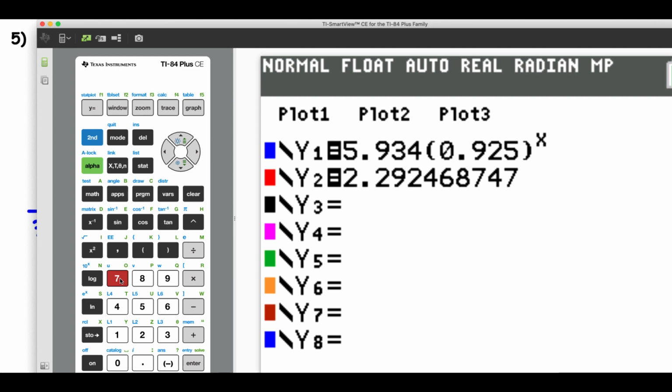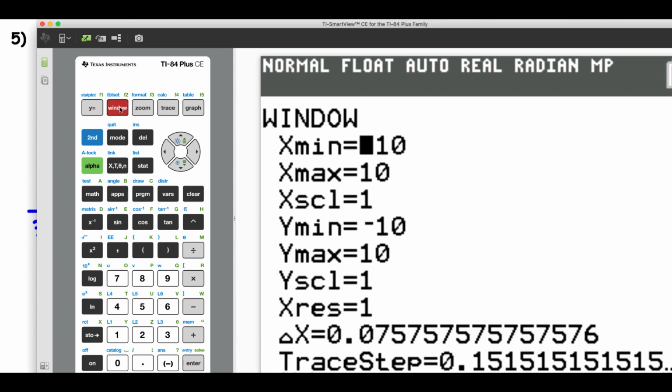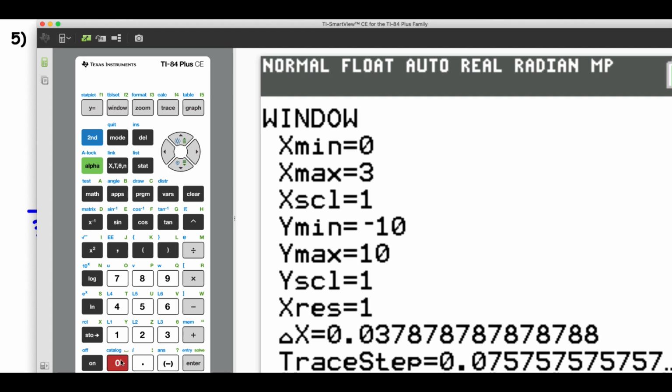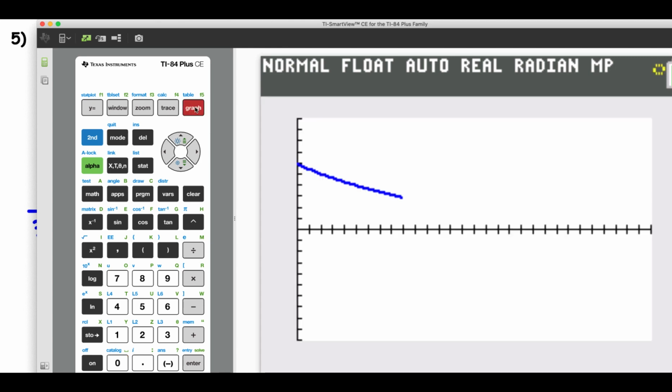It should be mid-month, so let's change the window. X is the number of days in April. Let's go from 0 to 30, I should say. And the Y's, who knows? I'll leave it how it is for now. Let's see. Yeah, that works just fine. Okay. Looks like it's going to be a little bit before the 15th.